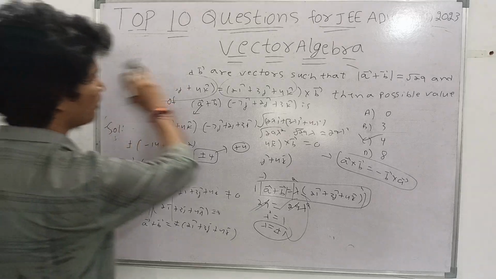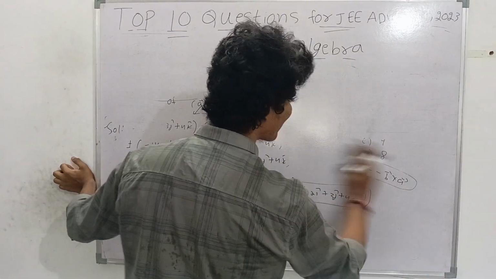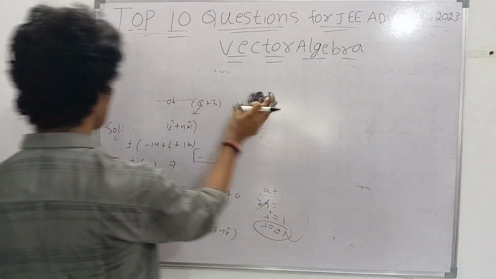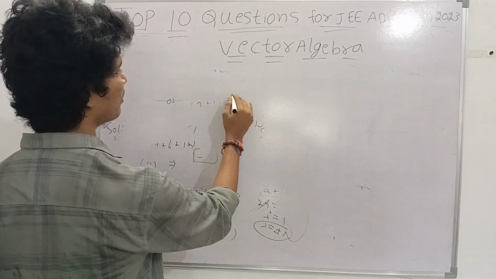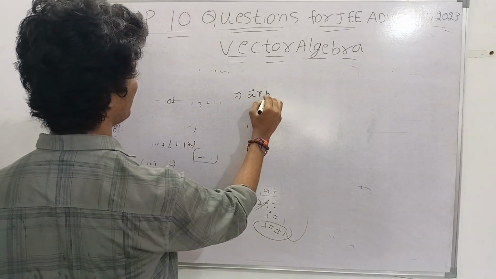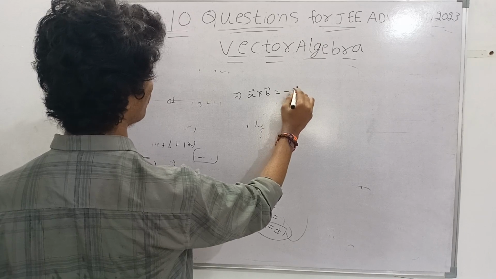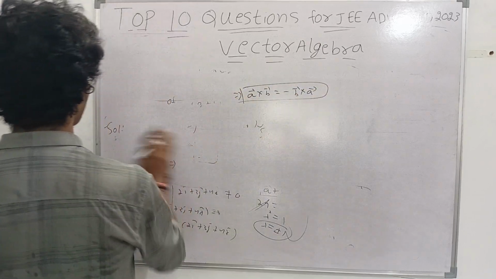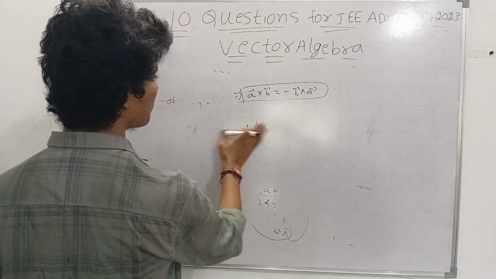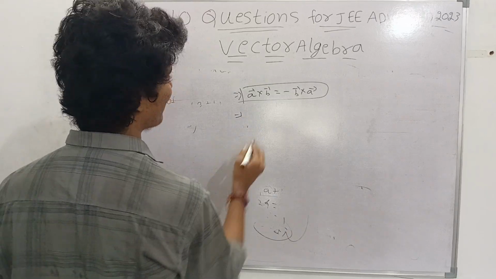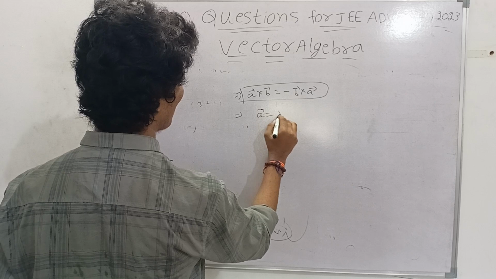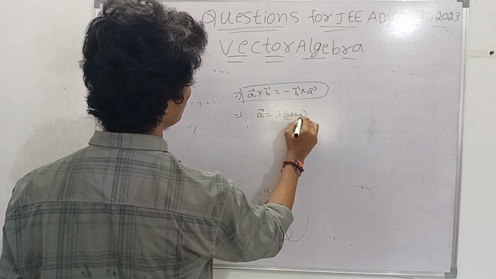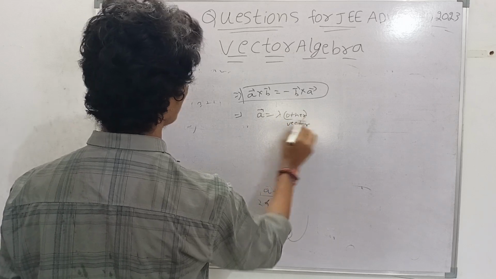The second question is completed. Just apply the properties of vectors. What is a key property here? A cross B equal to minus of B cross A. This property is crucial step here. And also another crucial step is what? When two vectors are parallel, we can write one vector as lambda times of other vector. These 2 points are key points here.